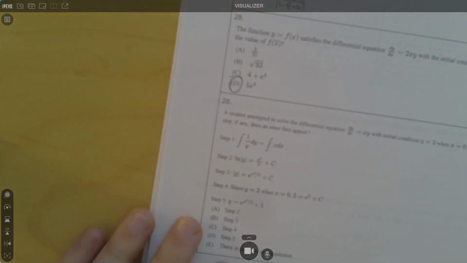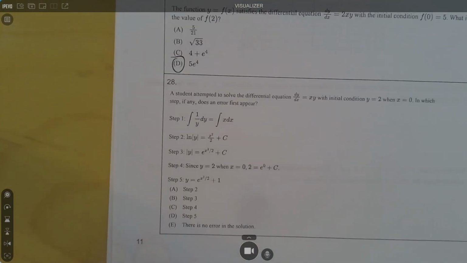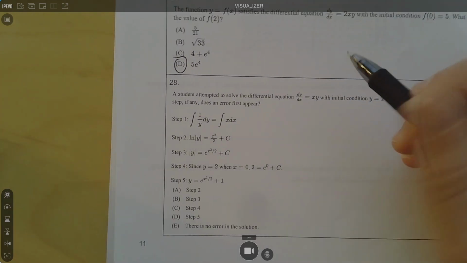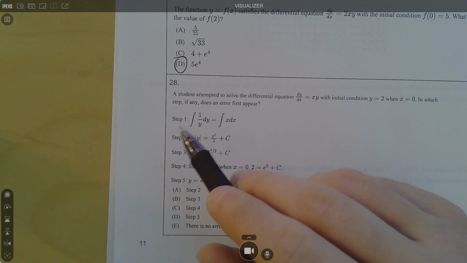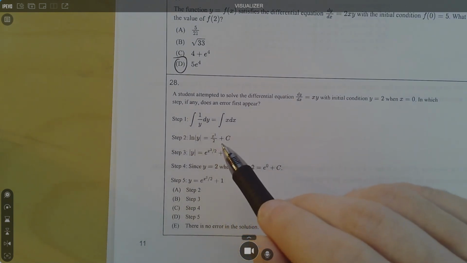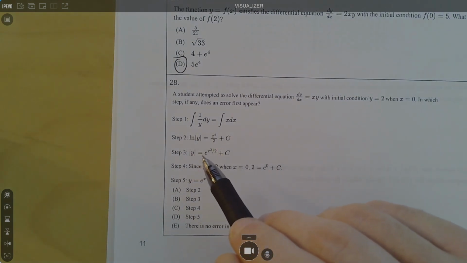28, I'll go over it. A student attempted to solve the differential equation. In which step, if any, does an error first appear? So they separate the variables, and that part looks good. Then they anti-differentiate, and that part looks good. Then what did they do here?